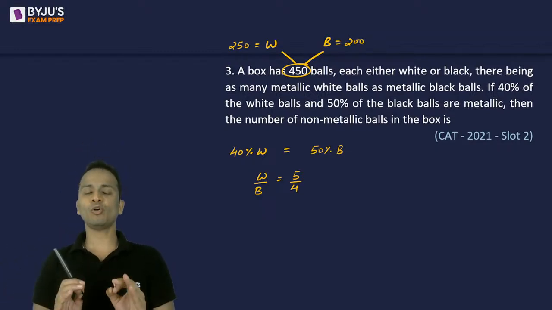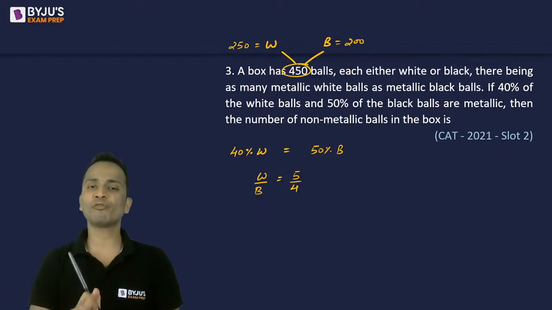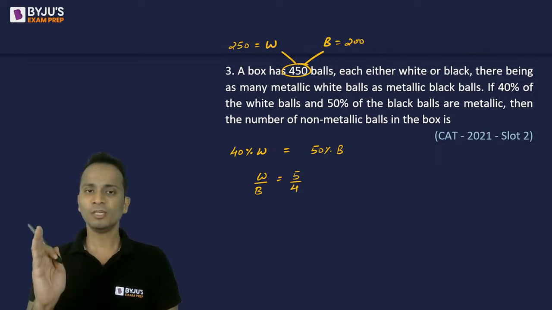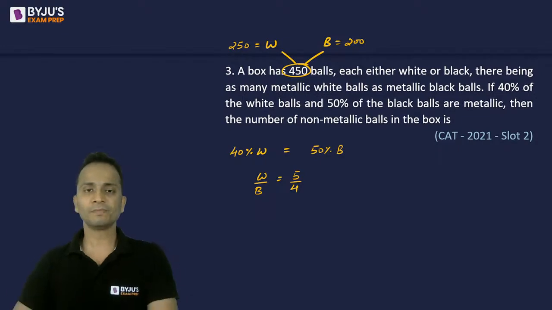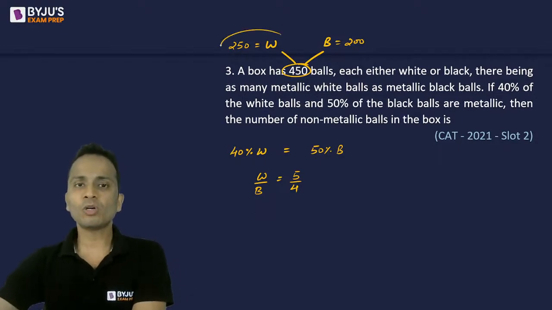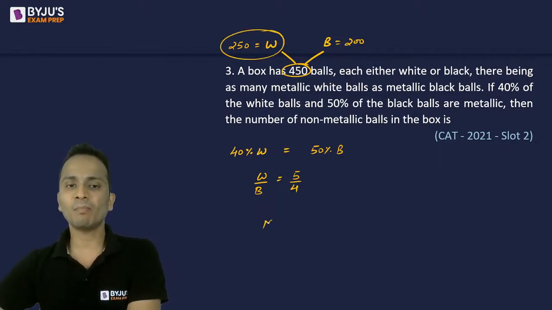So after getting the ratio of white balls and black balls, I have divided 450 in the ratio of 5 is to 4. White balls will become 250 and black balls will become 200. Okay. Now, out of total white balls, how many metallic balls are there?